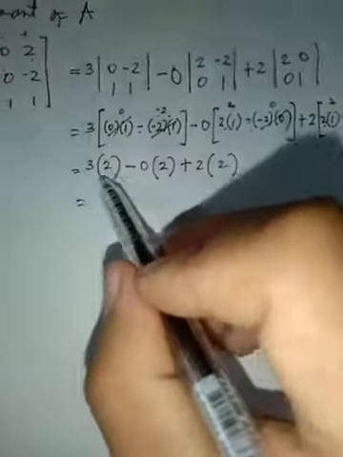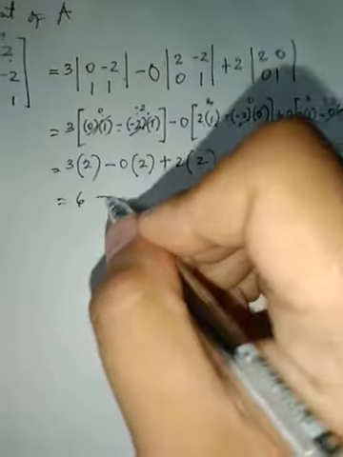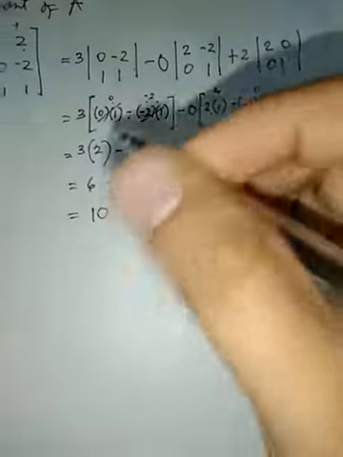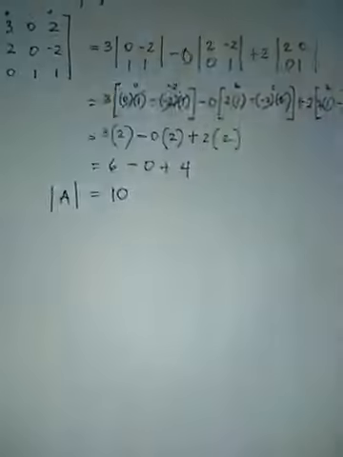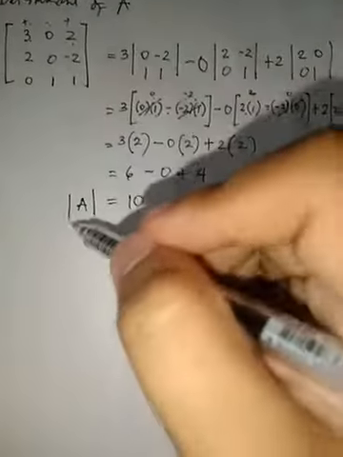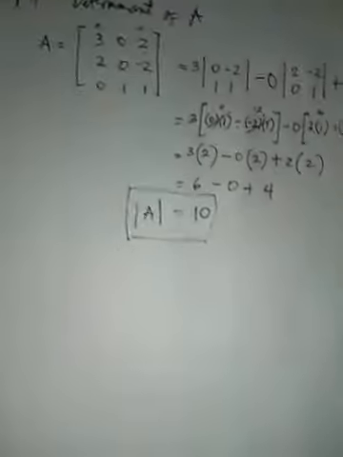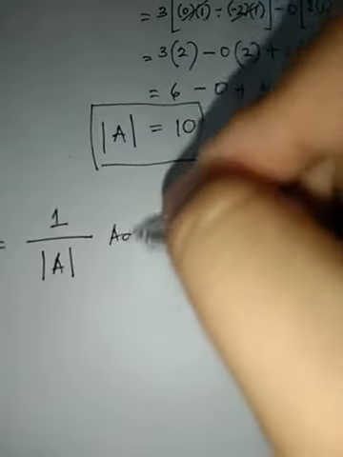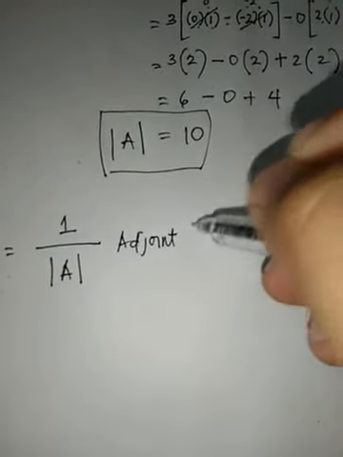Then, simplify. 3 times 2, 6. So, this is 0 plus 4. Therefore, the result is 10. So, ang determinant ng A, no? The determinant of A is 10. Okay. Ngayon, pwede na natin gamitin yung formula, no? The formula of inverse matrix of A. 1 over the determinant of A times the adjoint of A.